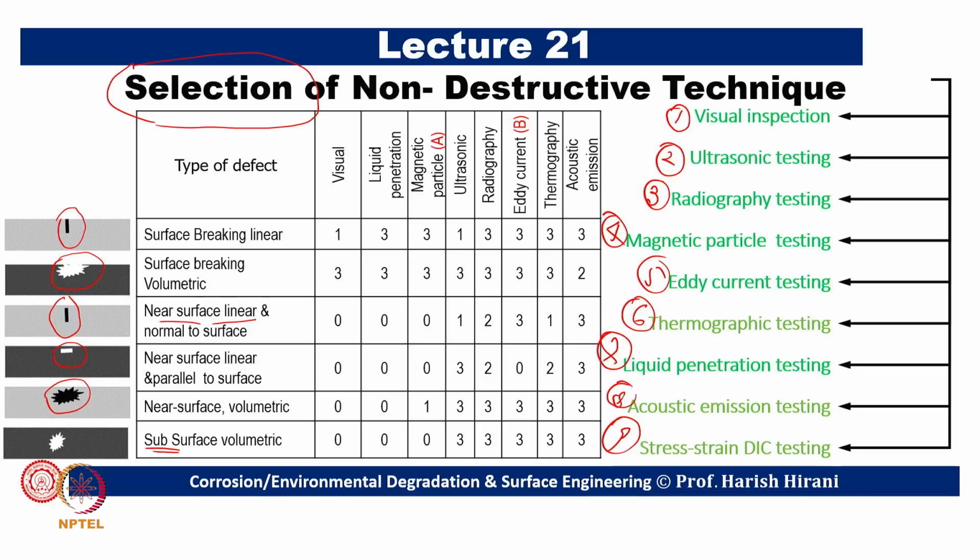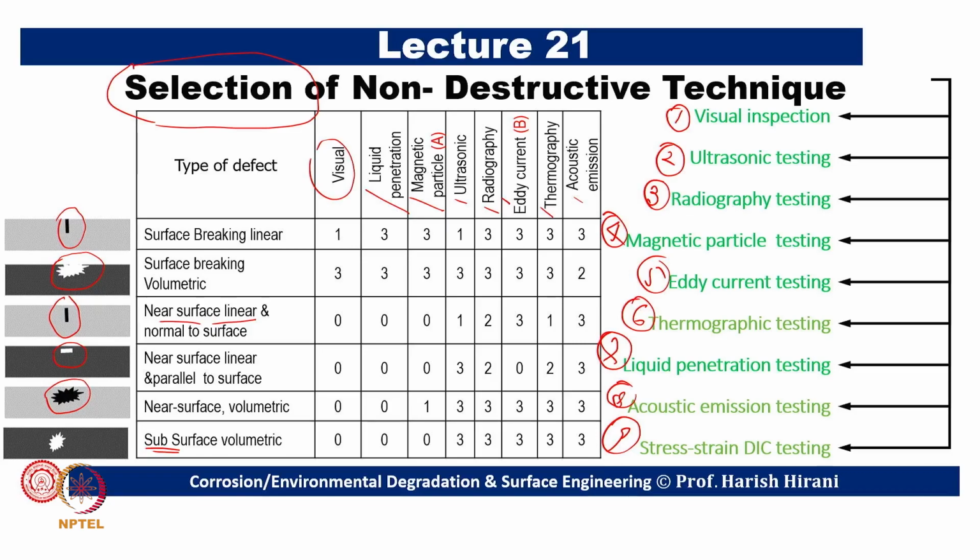Now, just to detect these 6 types of cracks, we can use a number of NDT techniques. We can use a visual technique, a liquid penetration technique, magnetic particle, ultrasonic, radiography, eddy current, thermographic, acoustic emission, and of course, the 9th one, stress strain DIC testing. Now, we have given the numbers in this table.